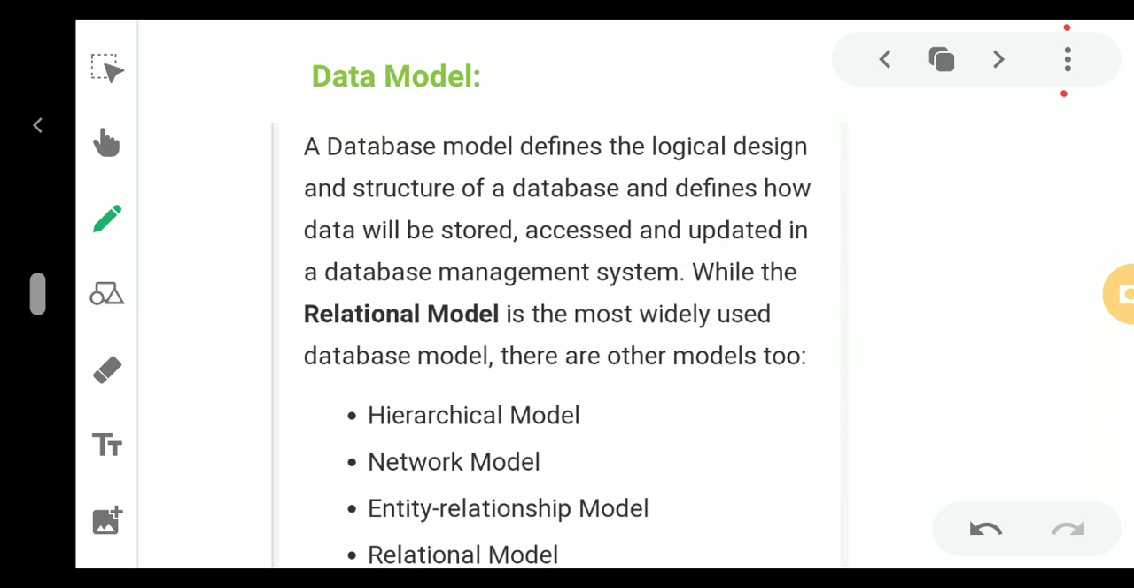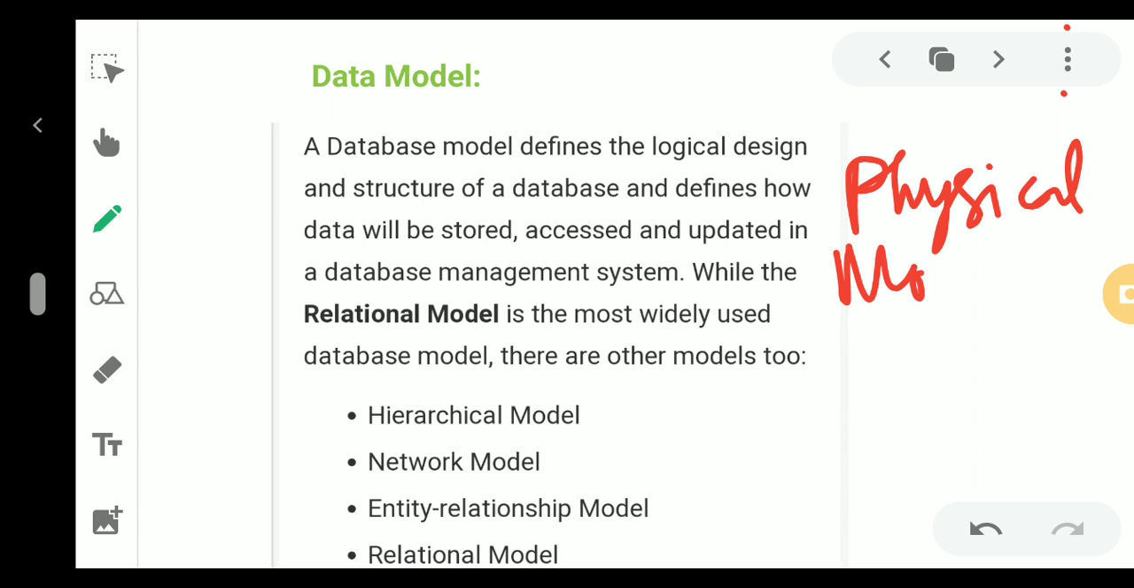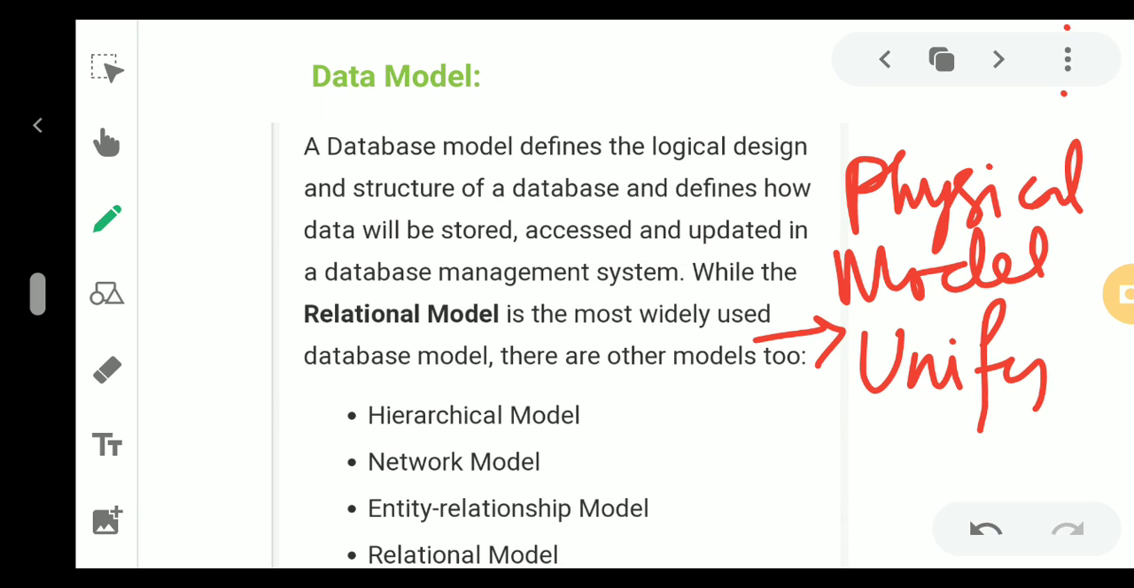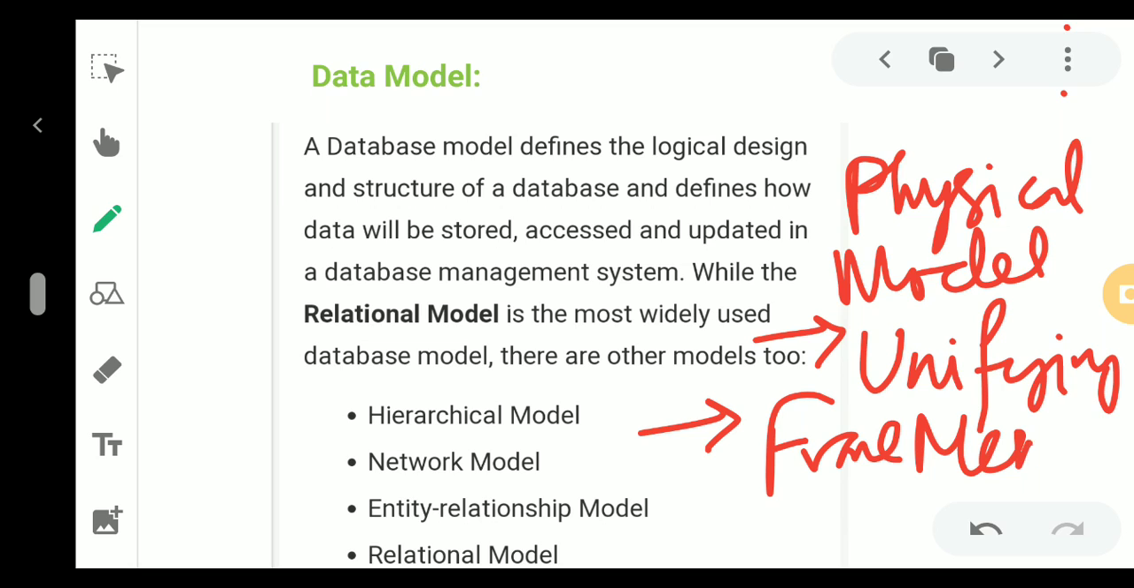Under the physical model, the two models that are very popular are the unifying model and the frame memory model.